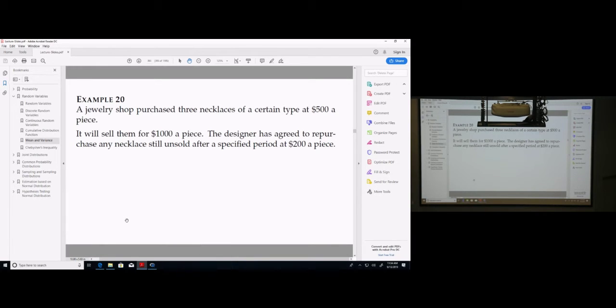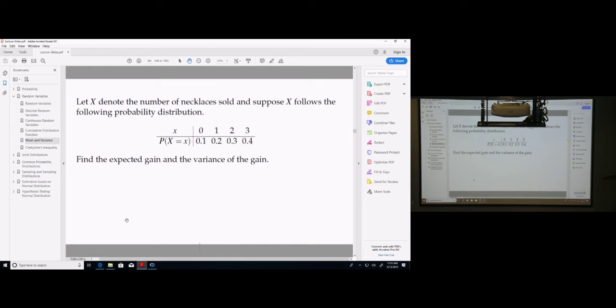So a jewelry shop purchased 3 necklaces of a certain type at $500 a piece. It will sell them for $1,000 a piece, so the profit is $500. The designer has agreed to repurchase any necklace still unsold after a specified period at $200 a piece, all right? Let X be the number of necklaces sold, and suppose X follows the following probability density function. So this is just this much, and then find the expected gain and the variance of the gain.